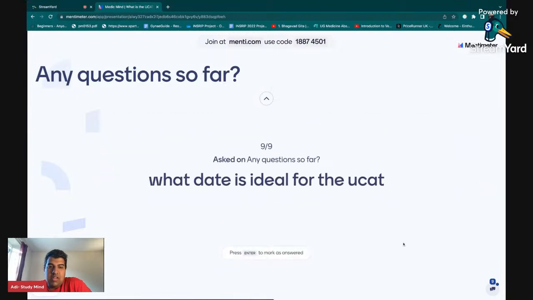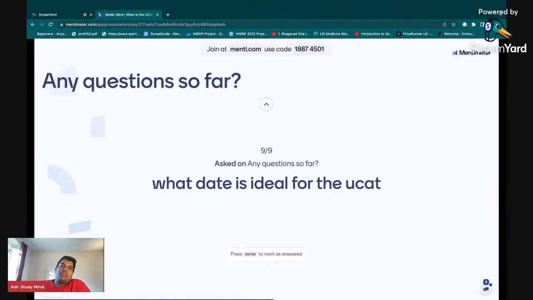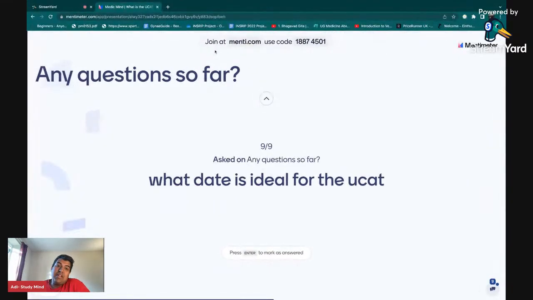What date is ideal for the UCAT? So if you want to do a month from now, start of July, mid-July would be ideal. Yeah, quickly to answer that.